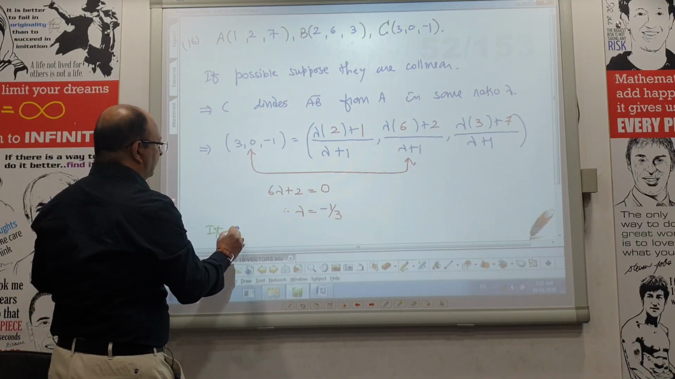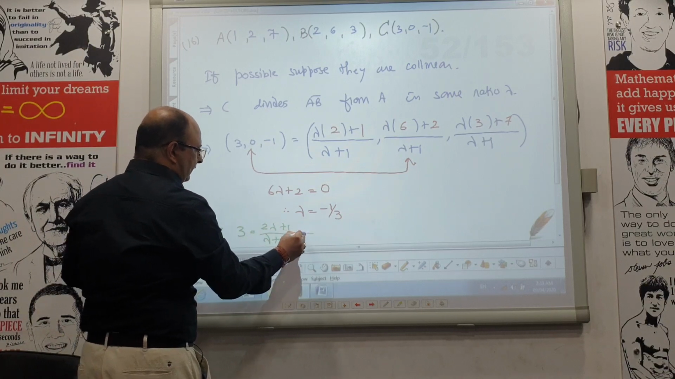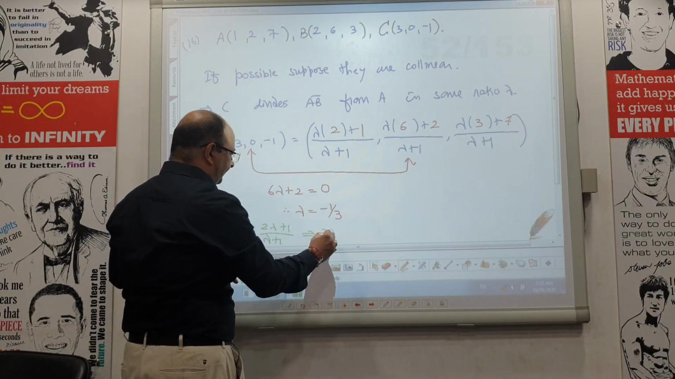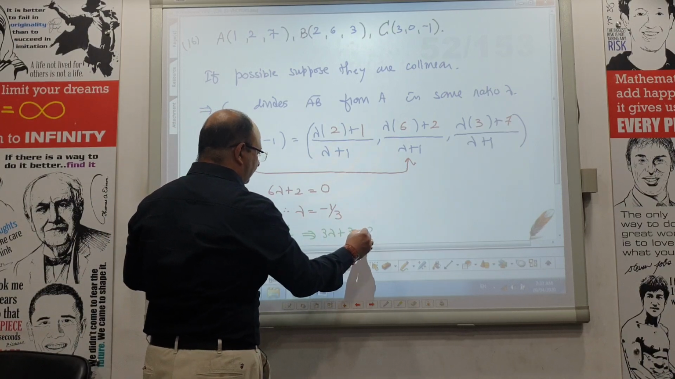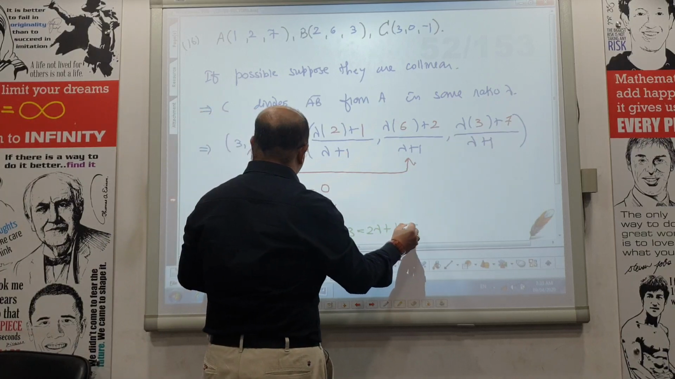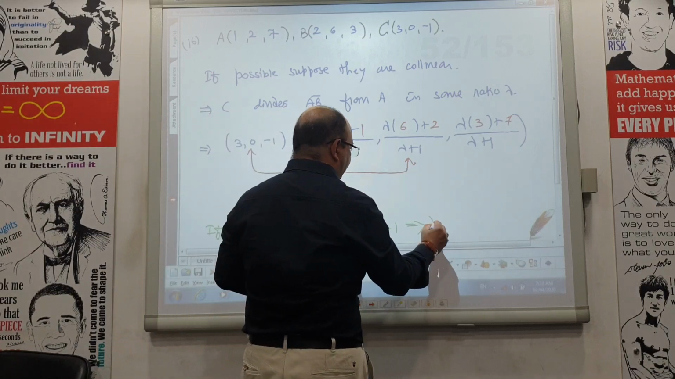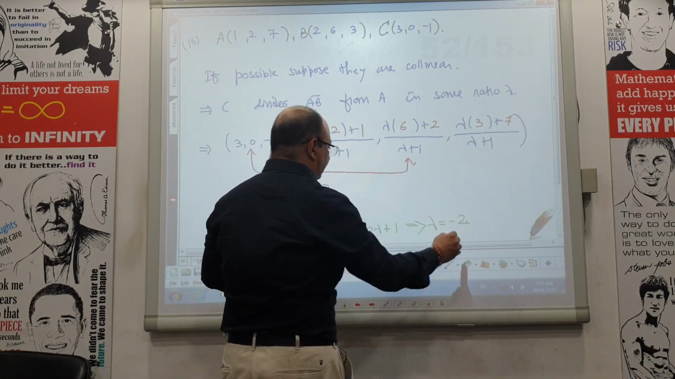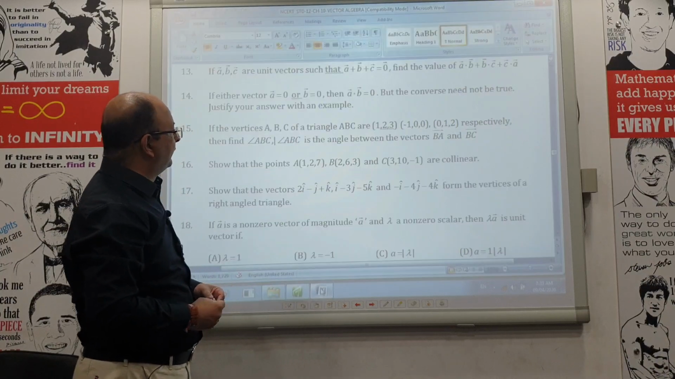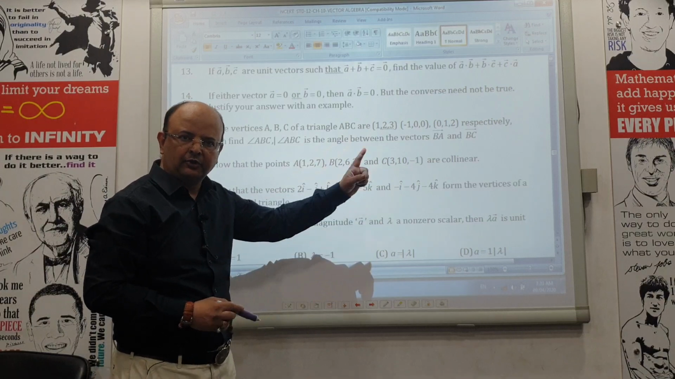If 3 equals 2 lambda plus 1 upon lambda plus 1, then this will give us, carefully here, 3 lambda plus 3 equals 2 lambda plus 1. Oh, this will give me lambda equals minus 2. And that is not possible. So the points are supposed to be collinear, but they are not. So somewhere there is a mistake in writing the points.